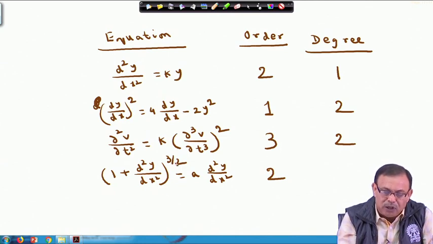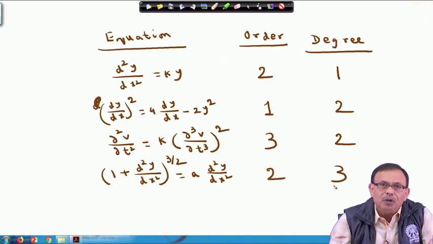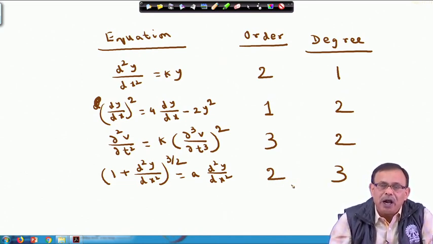Degree is equal to 3 here, because if I wish, I can square both sides, so that the power 3/2 will be cancelled. On the right-hand side there will be a whole square, and on the left-hand side there will be a cube. Therefore, the degree of this equation will be 3. So, this is the way we find out the order and degree of a partial differential equation.